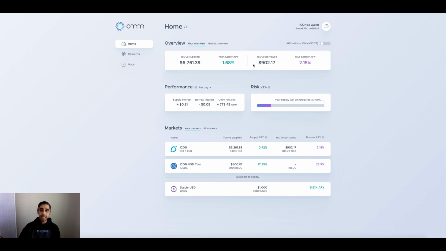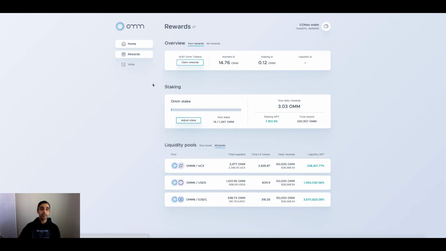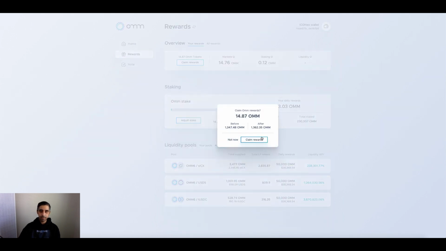Okay, so next, let's go to rewards. So you've been supplying, you've been earning OMM tokens. How do you claim them? Well, let's head on over to rewards, and you can see already I had done a claim before, but there's some OMM tokens for me to claim. So let's do that.